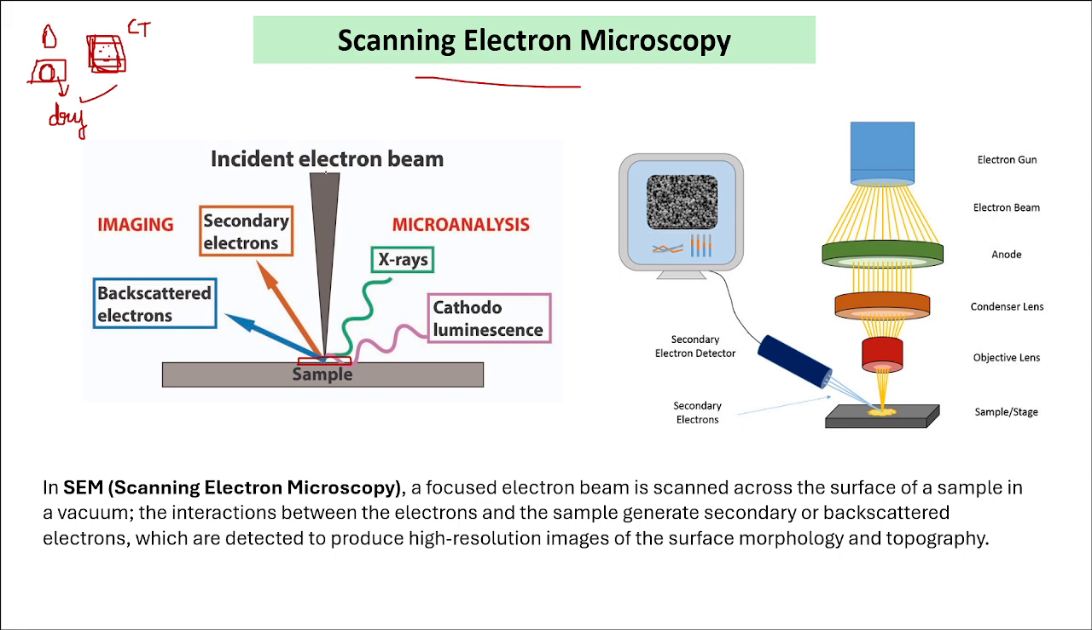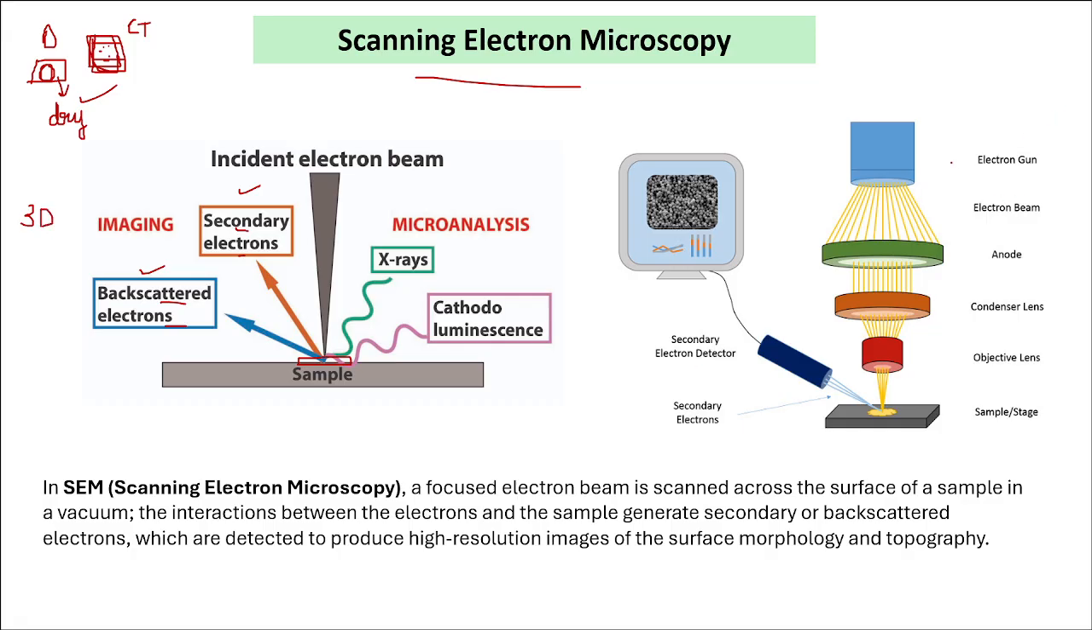There is a very fine energetic electron beam that falls on the sample, and it leads to the ejection of secondary electrons and backscattered electrons. Now these secondary electrons and backscattered electrons are used together to create a 3D image of your nanoparticles.